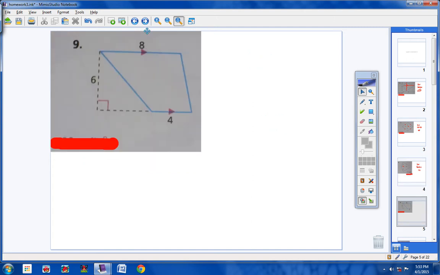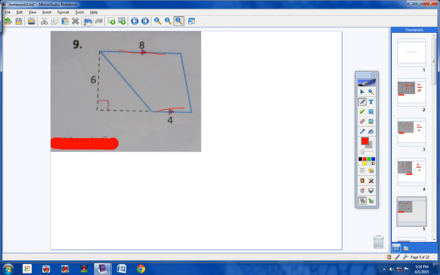Moving on to numbers 9 through 12, the directions say to find the area of the quadrilateral. The first thing you always have to do is identify what kind of figure you have. This is a trapezoid because we have a quadrilateral in which exactly 2 sides are parallel.